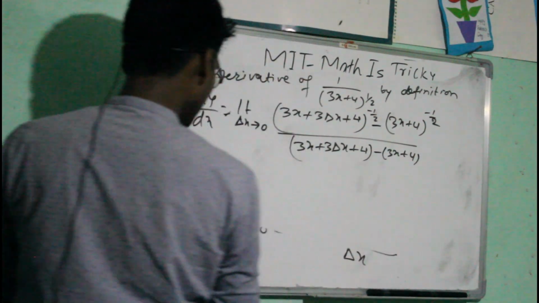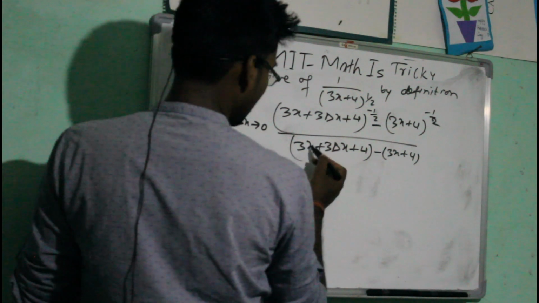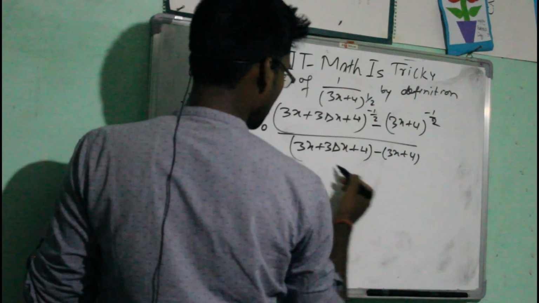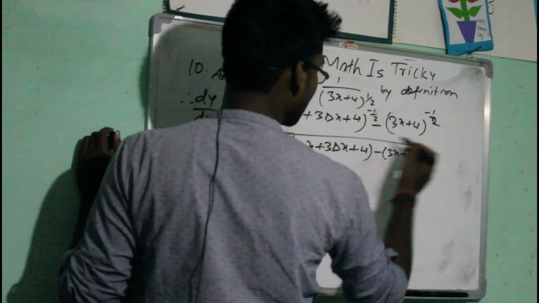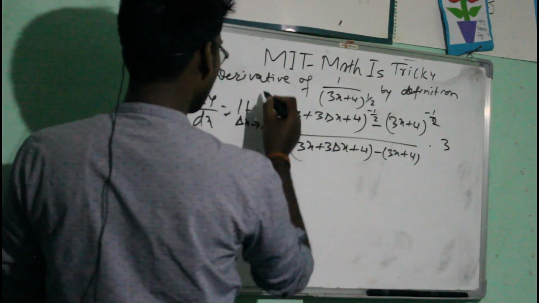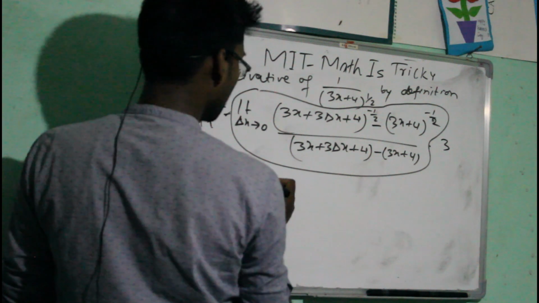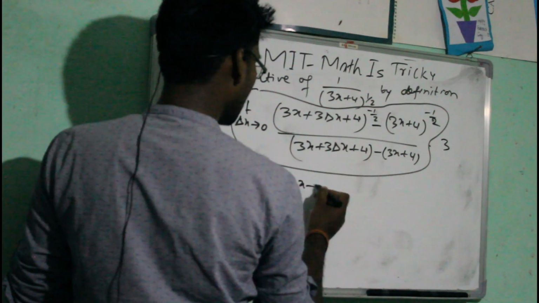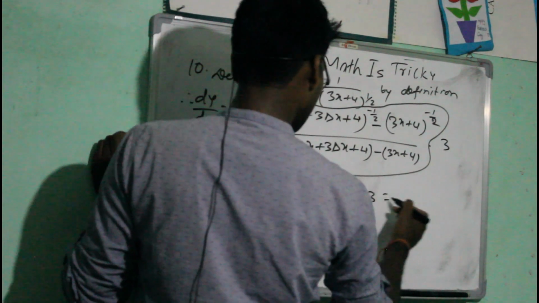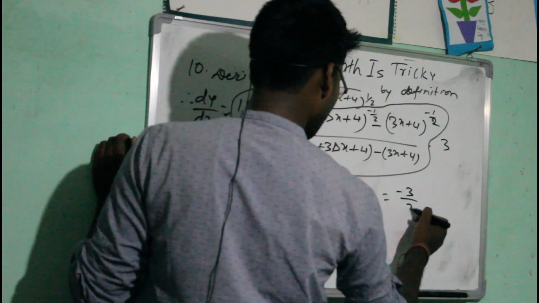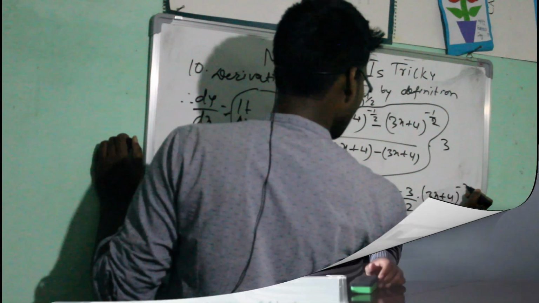So see here, if you simplify this, the 3x and 3x cancel, 4 and 4 cancel, so we'll just get 3 delta x. Already we have delta x, so to balance this, simply write 3. Now for this we can write one formula. So that is simply minus 1 by 2 (3x plus 4) to the power minus 1 by 2 minus 1, into 3, that is minus 3 by 2 times (3x plus 4) power minus 3 by 2.